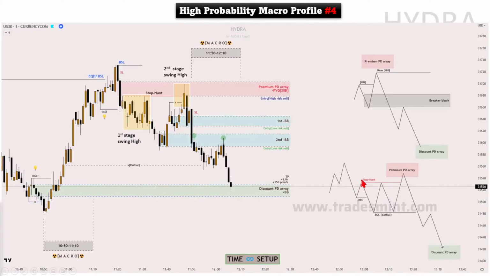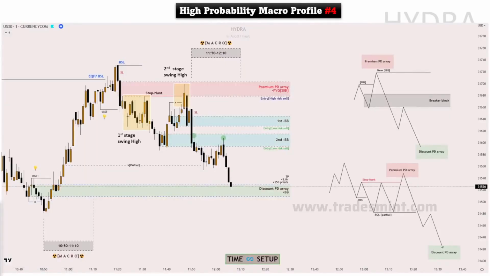Once price does clear out the first stage swing high with the second stage swing high, only then are we looking for these down close candles. And that's when we will know that this is our high probability setup. Does it make sense? So you guys can ask me questions about this macro profile, if you have any, before I move to our next macro profile.